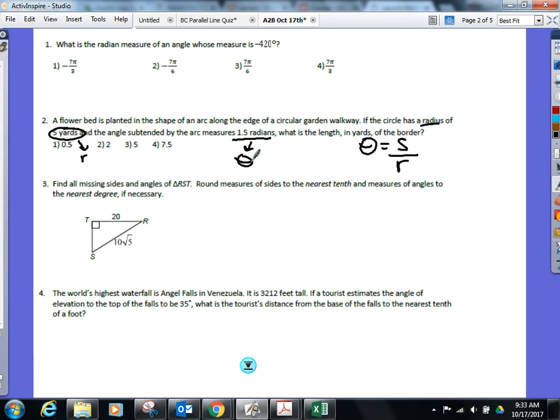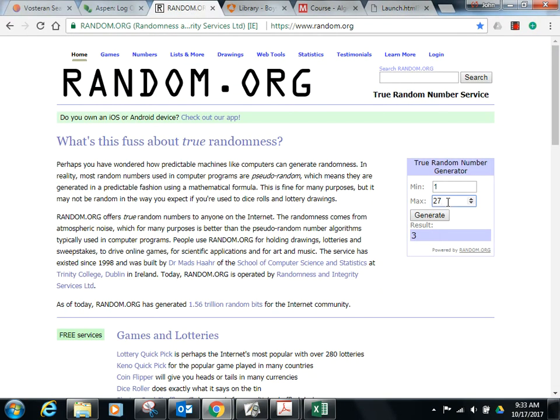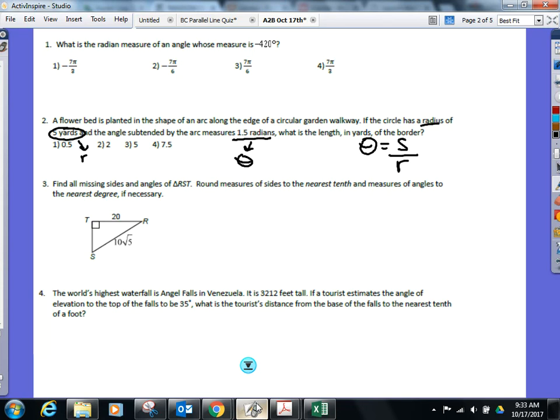Okay, so help me plug it in right now. Here we go. What's going in for theta? 1.5 equals S over 5. How are we solving this? Cross multiply. So S turns out to be 7.5.